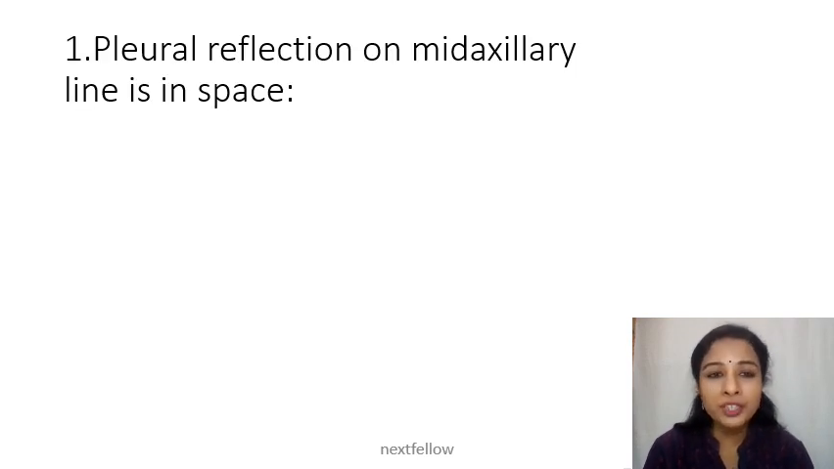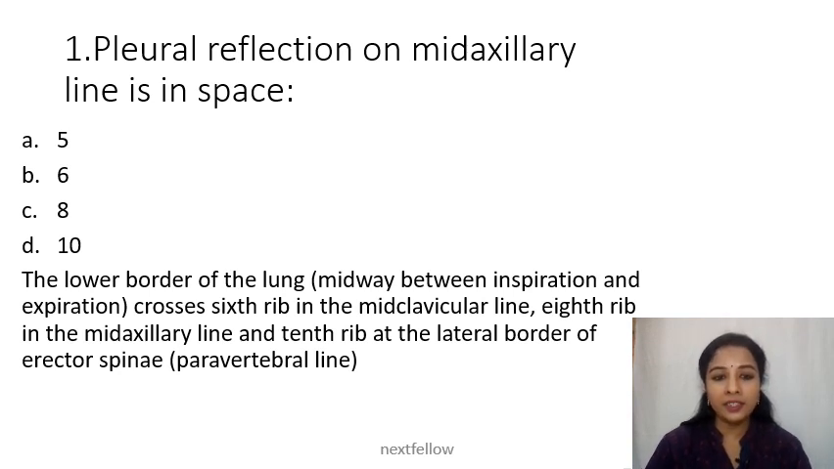So coming to a few questions related to pleura. The pleural reflection in the mid-axillary line is in which space? So in the mid-axillary line, which one? Can you all guess? Yes, the lower border of the lung midway crosses the 6th rib in the mid-clavicular line, the 8th rib in the mid-axillary line, and the 10th rib at the lateral border; this is for the lungs. So the pleura is 2 ribs below the lungs. So it is the 10th rib in the mid-axillary line and the 8th in the mid-clavicular line for the pleura.